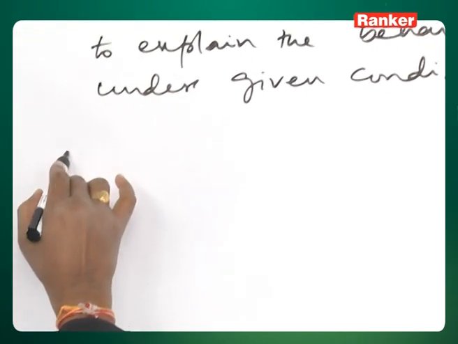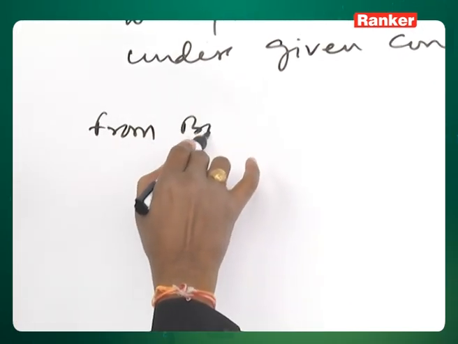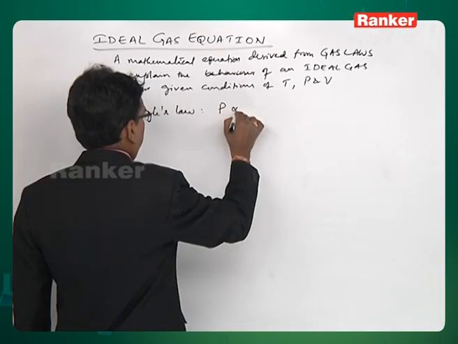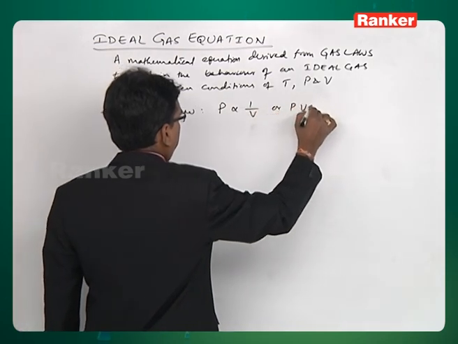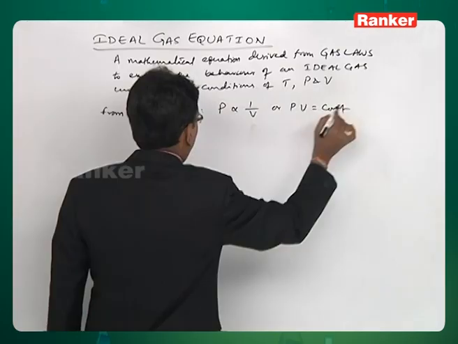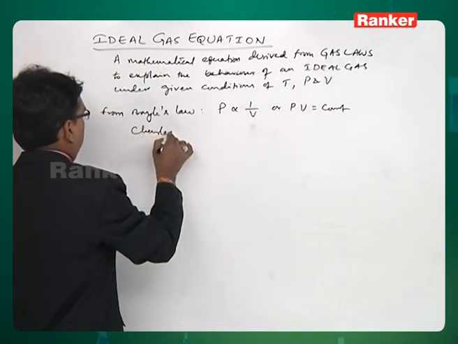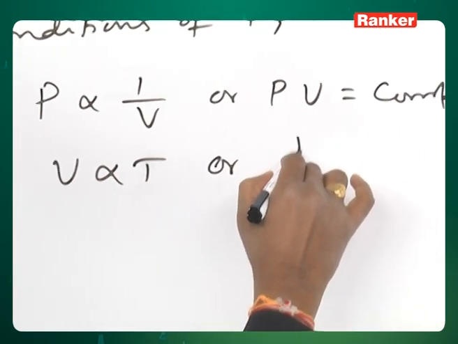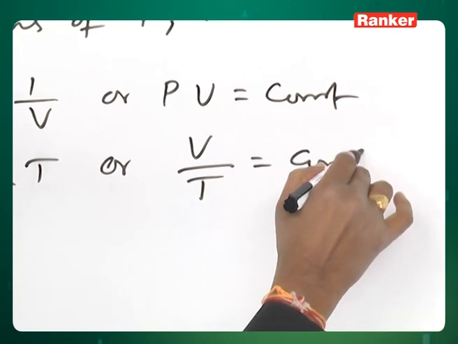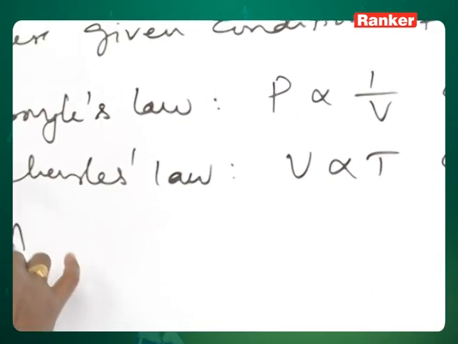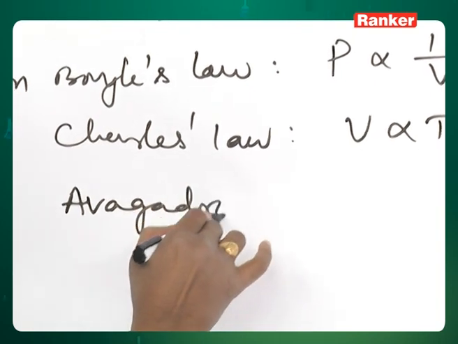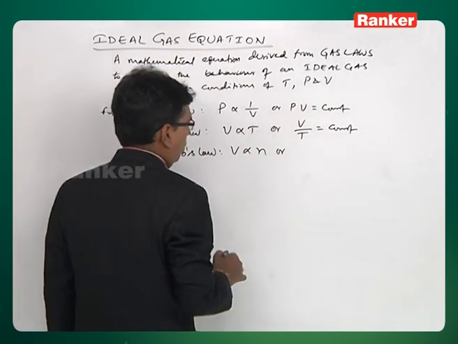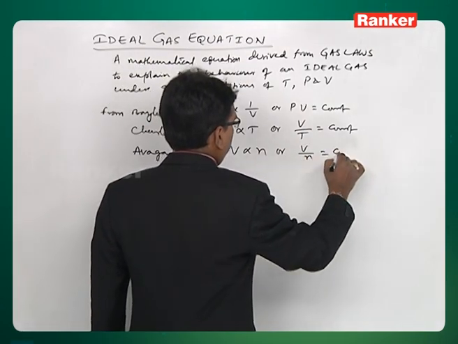Now, from Boyle's law, P is proportional to 1 by V or PV is constant. From Charles' law, V is proportional to T or V by T is constant, and from Avogadro's law, V is proportional to n or V by n is constant.